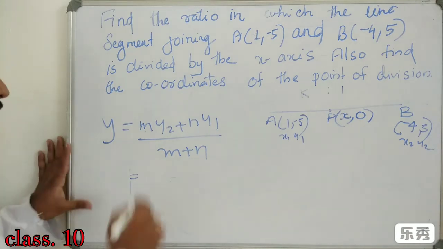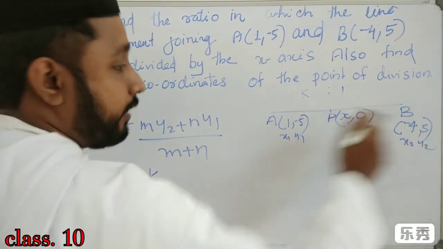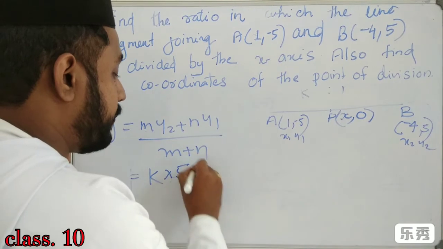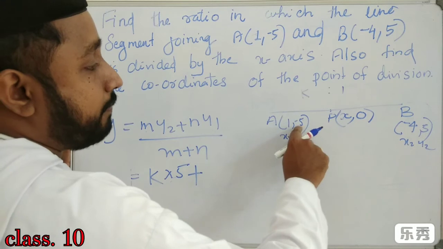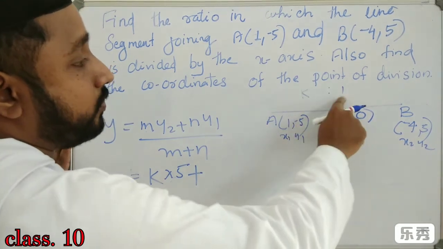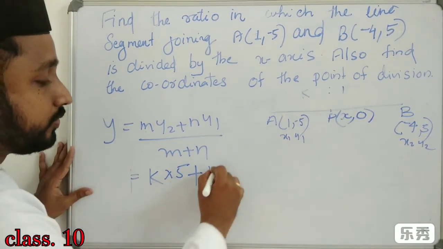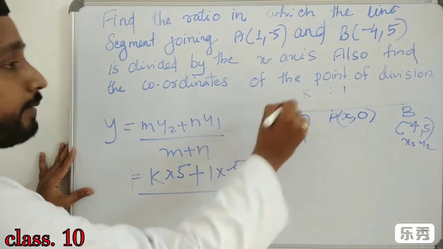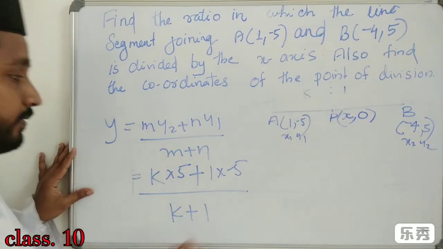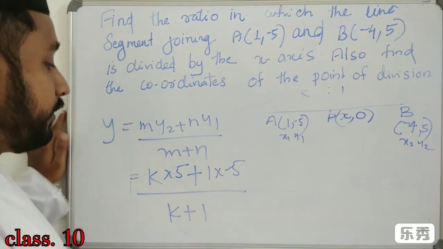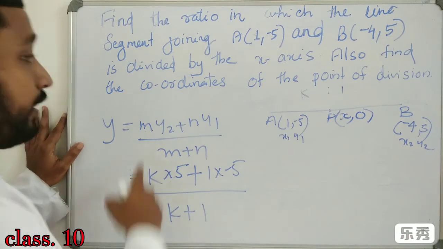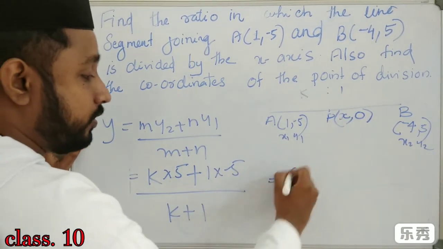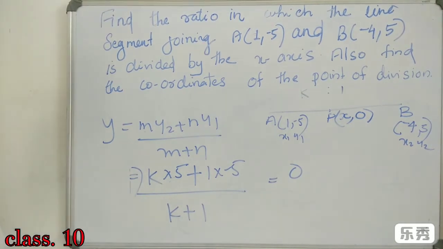So y is equal to (my2 plus ny1) divided by (m plus n). Here m is k, so k times y2. Y2 is 5. So k into 5 plus n y1. Y1 is minus 5, and n is 1, so 1 into minus 5, over m plus n, which means k plus 1. So y is equal to (k into 5 plus 1 into minus 5) by (k plus 1). Here y is 0, so (5k plus 1 into minus 5) by (k plus 1) is equal to 0.